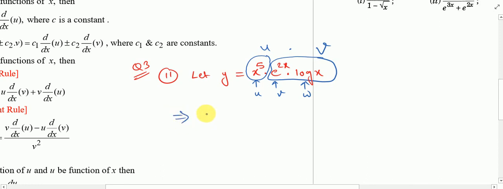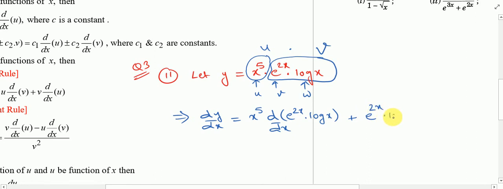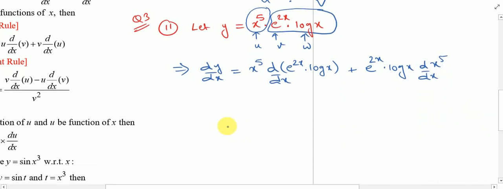See over here, dy upon dx is equal to, I will keep u outside, so x to the power 5, and then d of e to the power 2x into log x by dx, plus, now keep this v outside, and d of x to the power 5 by dx. Done.